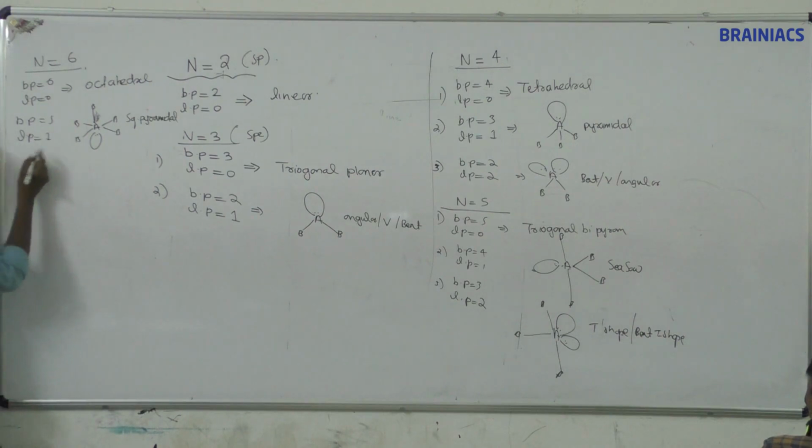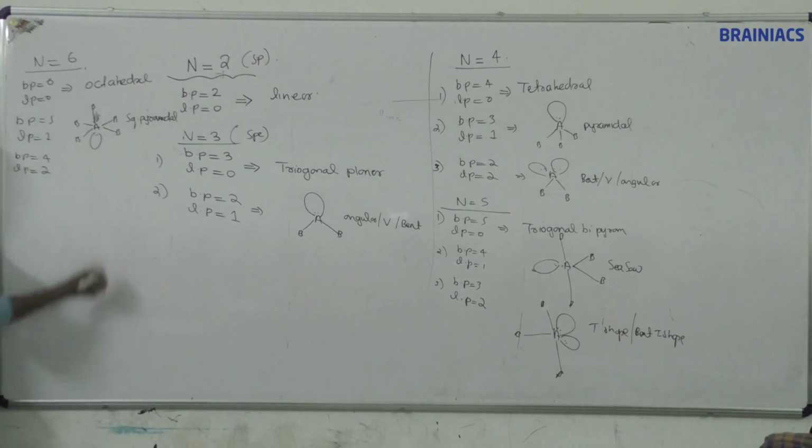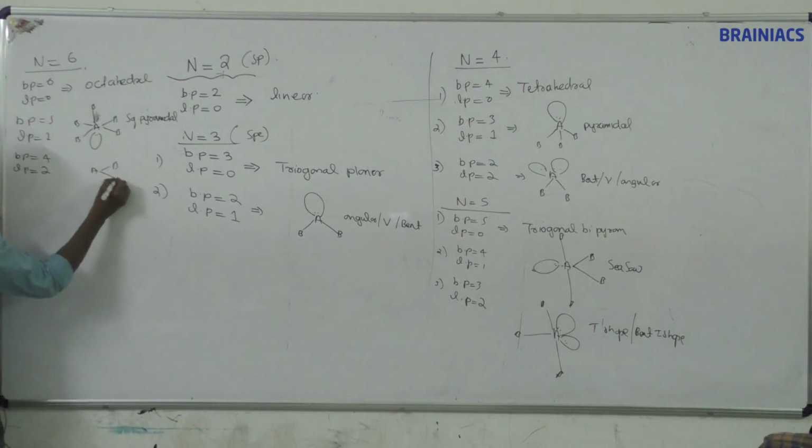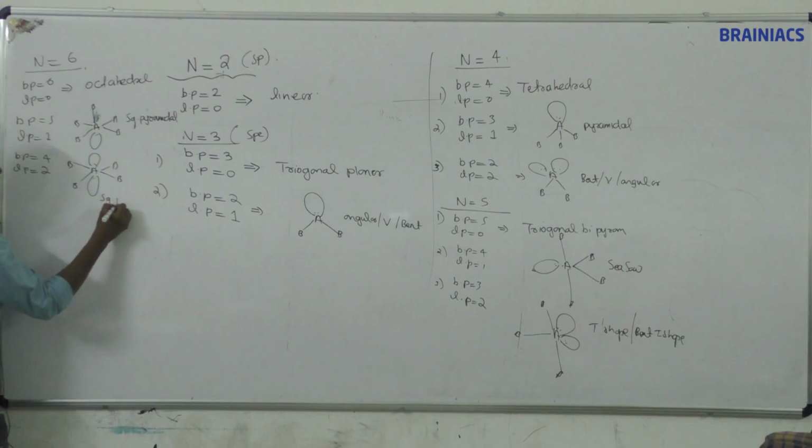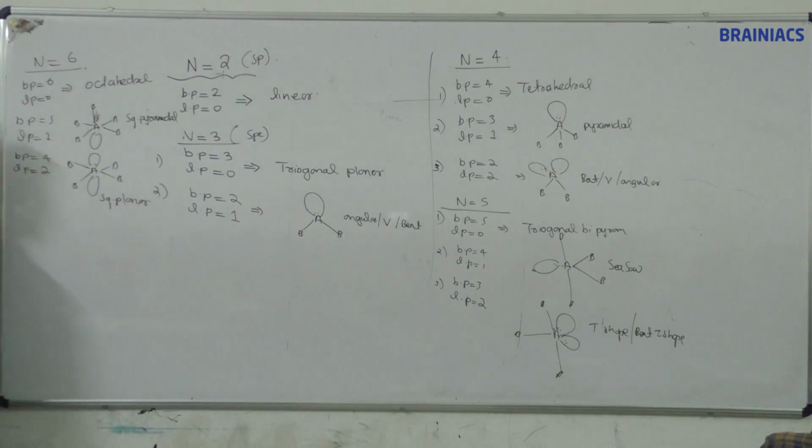Okay, and if it is bond pair equal to 4 and lone pair equal to 2, so what is the structure? It will be A, B and 2 lone pairs. So what is the structure? It will be square planar. Okay, and n is equal to 7.